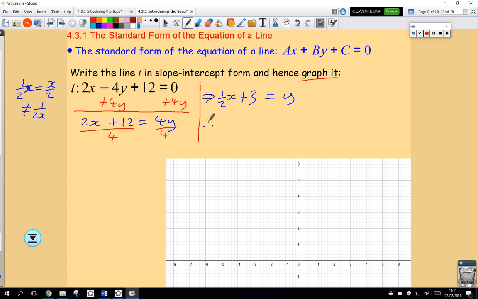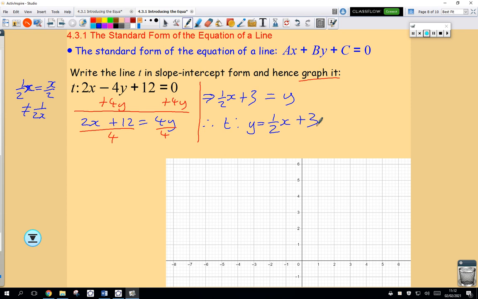Let me just turn it around. Again, this line, the question is called the line t. T colon, t is the name of the line. The equation of the line is y is equal to 1/2 of x plus 3. I'm using something called the symmetrical property of equations, which says if a equals b, then b equals a. If a half of x plus 3 is equal to y, then y is equal to half x plus 3.